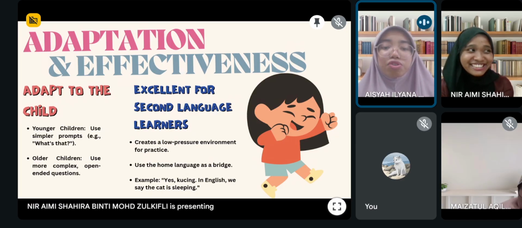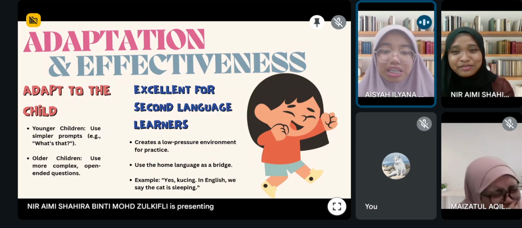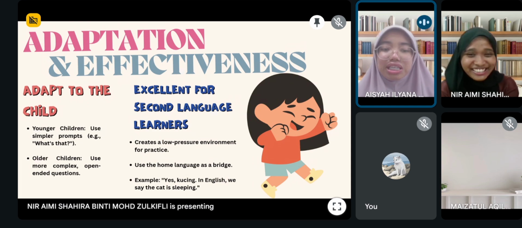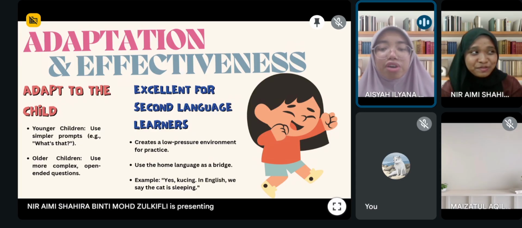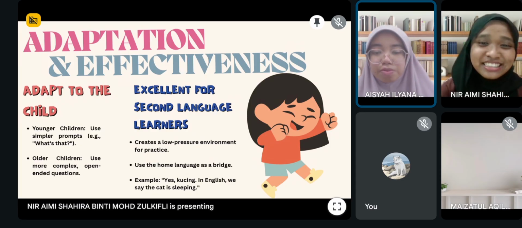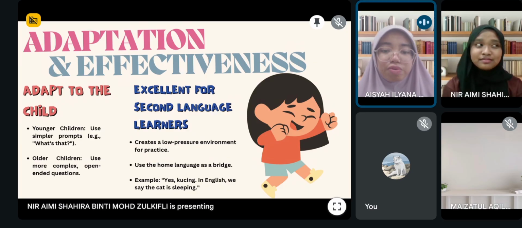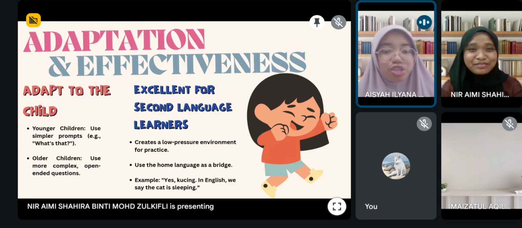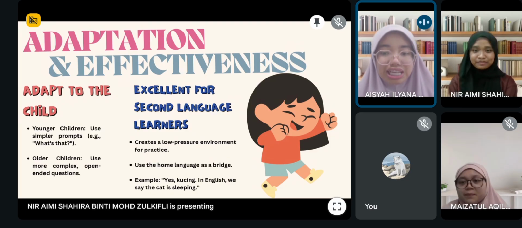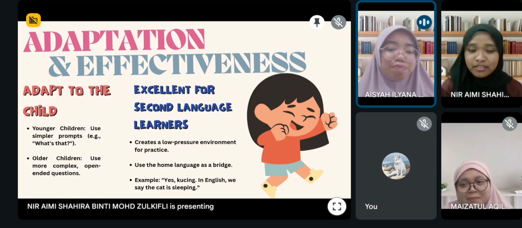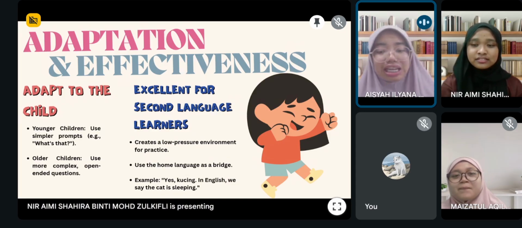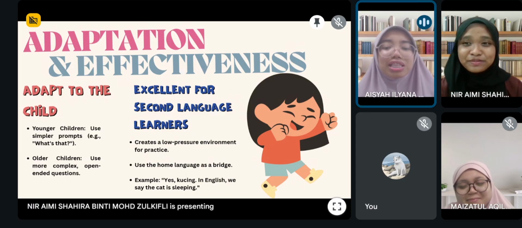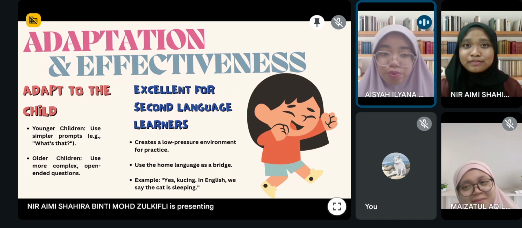This approach is also fantastic for children learning English as a new language. It creates a friendly, low pressure environment for them to practice speaking. You can even use their home language as a bridge. For example, if a child speaking Malay says kucing, you can affirm their contribution and say, yes, the kucing is sleeping. In English, we can say the cat is sleeping. It respects their language and helps them connect what they already know to the new words.